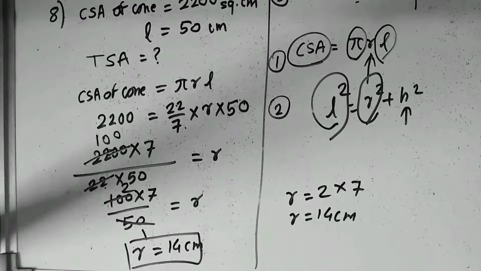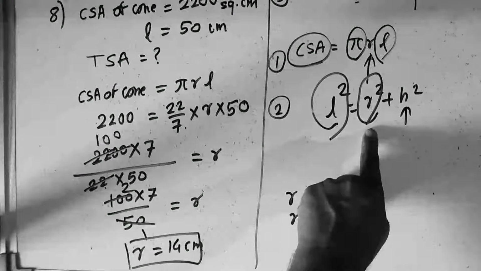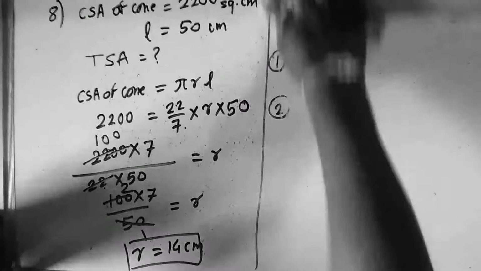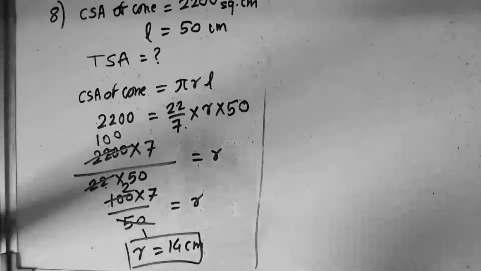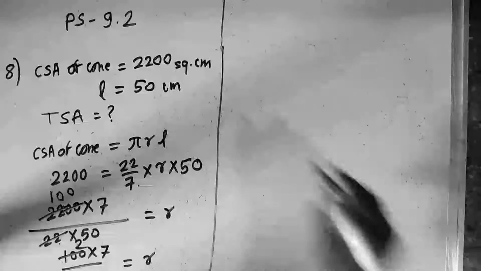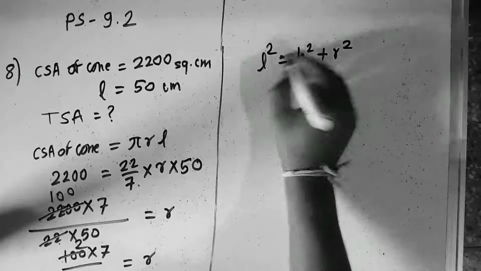Okay students, so this is the concept to get r. So with the first formula we get the r value. Now I will put that value and the l value, and I will get the h value. So let's use the second formula, the formula number 2 that I have mentioned here. Which formula do I have? l square is equal to h square plus r square.